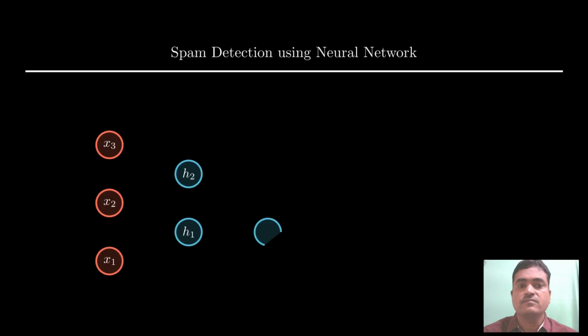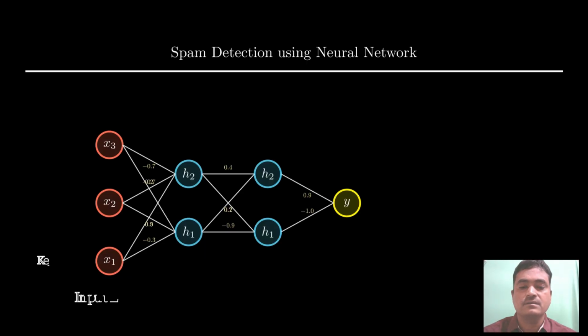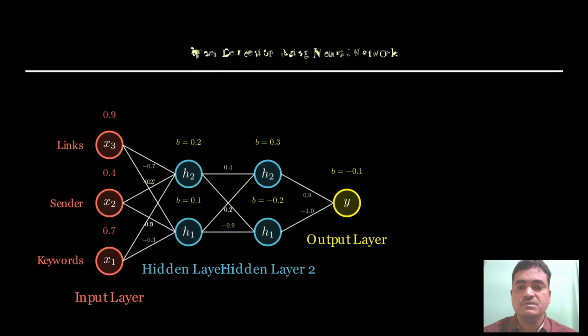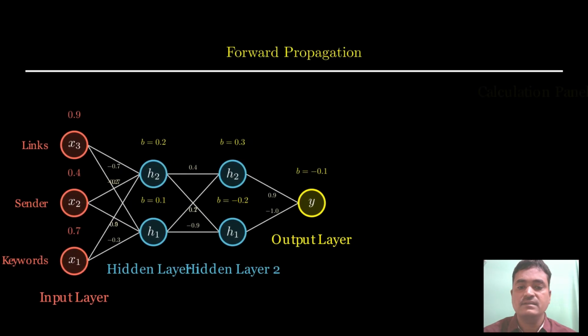Today we will discuss one more example, spam detection using artificial neural network. So if you can see the title introducing spam detection using neural networks, notice how a neural network architecture gradually appears on the screen. Three red circles on the left labeled x1, x2 and x3 representing email features, keywords, sender, links. Moving right, we observe two hidden layers with blue colored circles h1, h2 and finally a single yellow output neuron labeled y on the far right.